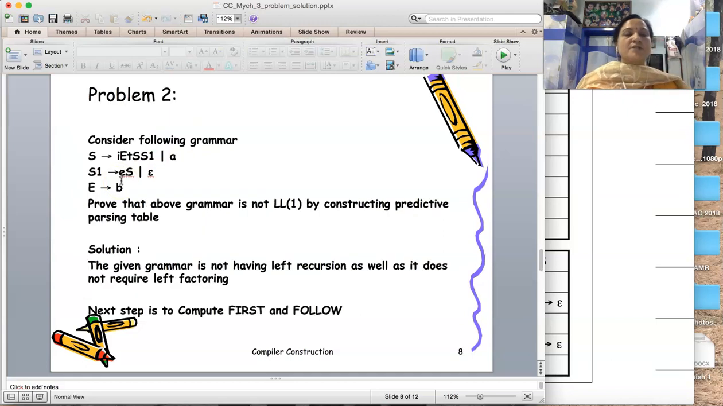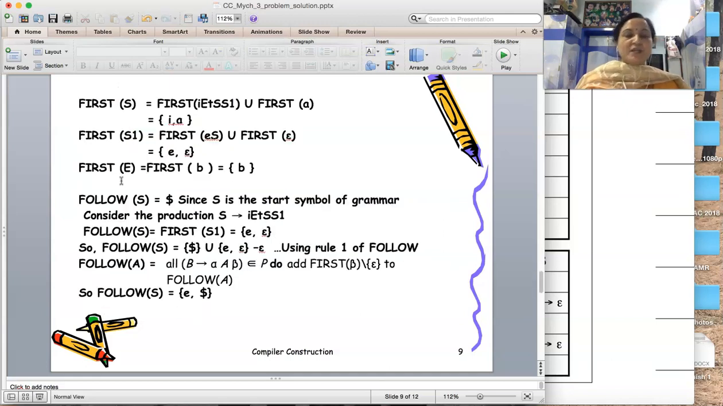Third production is E tends to b. Now b is a terminal symbol, so I can directly write first of E equals first of small b, that is b. Now to compute follow of S, S is the start symbol of the grammar, so dollar will be there in the follow of S equals dollar.